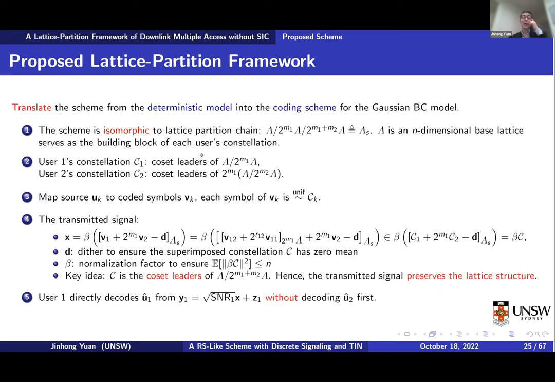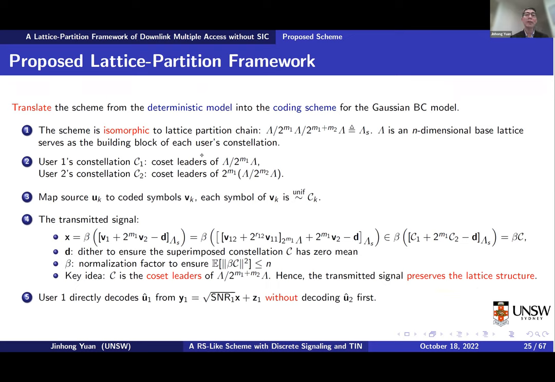Now that is the background, but how do we do the lattice partition framework? How do we design the code? So I'm going to say, we are going to translate the scheme from the deterministic model into a coding scheme for the Gaussian broadcasting channel. To do that, we need to form a lattice partition chain.